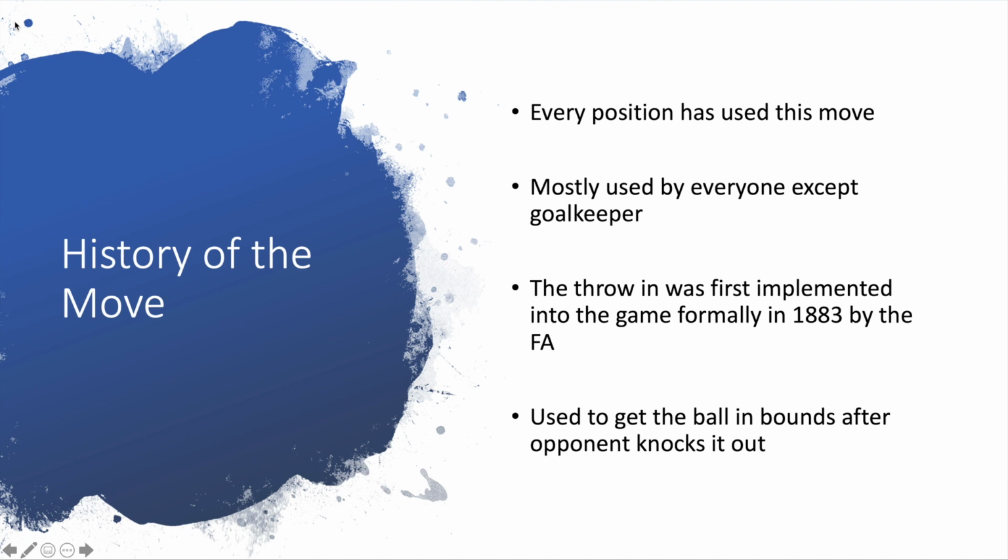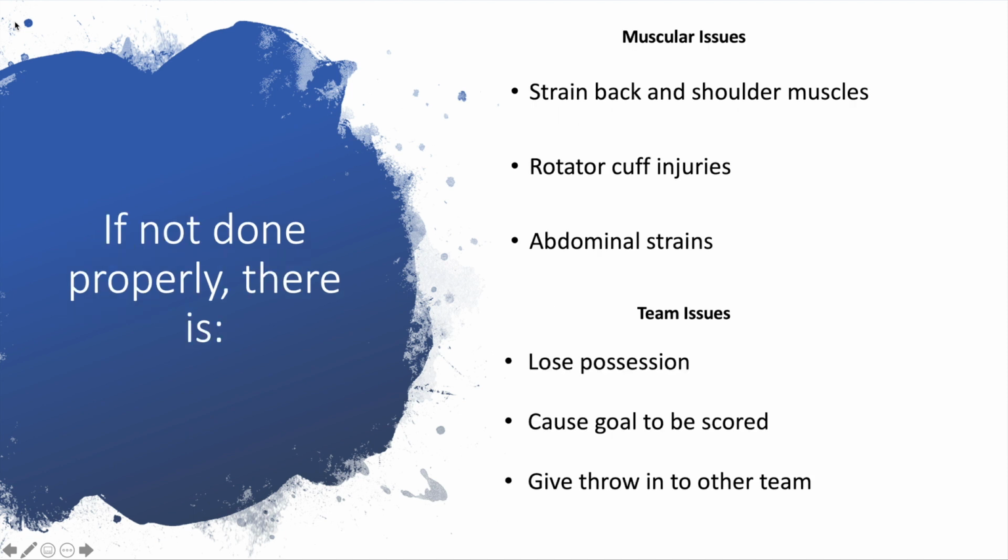The throw-in was first implemented into the game formally in 1883 by the FA. This move is used to get the ball in bounds after an opponent kicks it out, or if the ref isn't very good, if your own team kicks it out, but that's neither here nor there. If this move is not done properly, I broke it down between muscular issues and team issues.